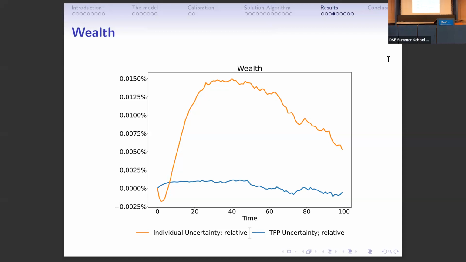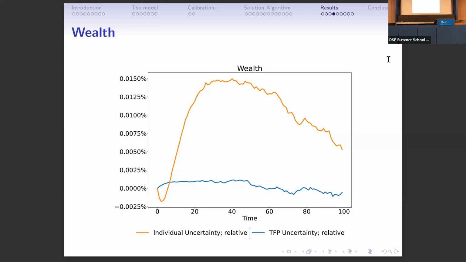Uncertainty shocks are more important than aggregate shocks, right? You see the orange line is individual uncertainty, and blue is TFP uncertainty. On the impact of a shock in one period, remember, all the shocks are there, just only one small shock in period 0. If it is orange, the individual uncertainty shock differs by one standard deviation, and the rest of the series is the same. So this is the impact of this change of innovation in period 0.